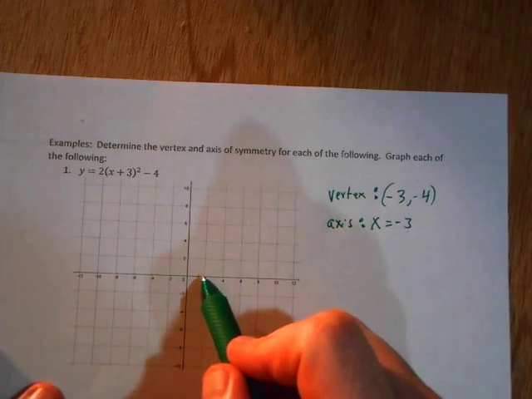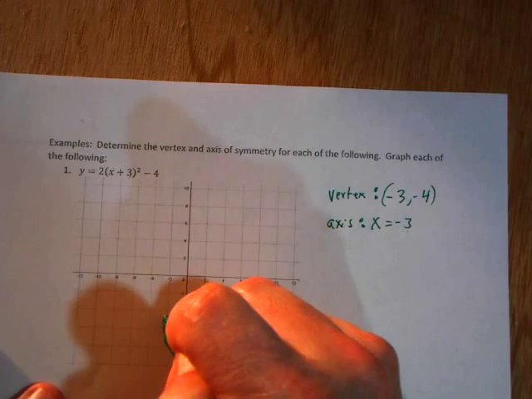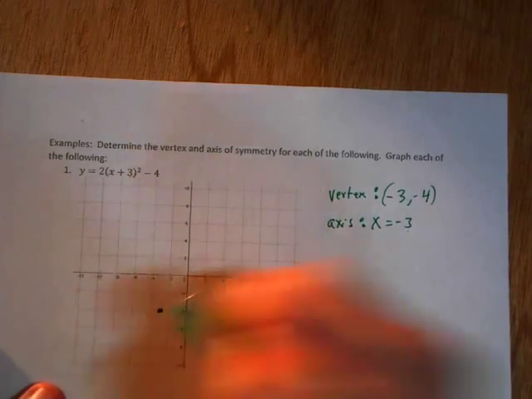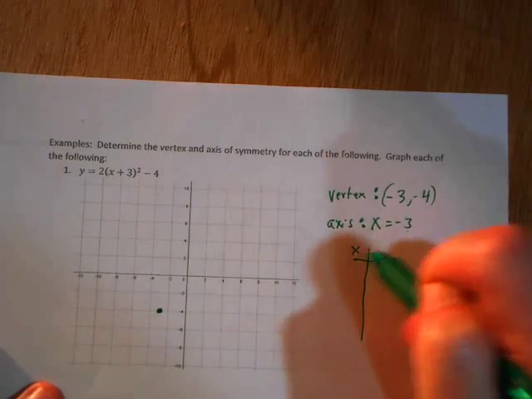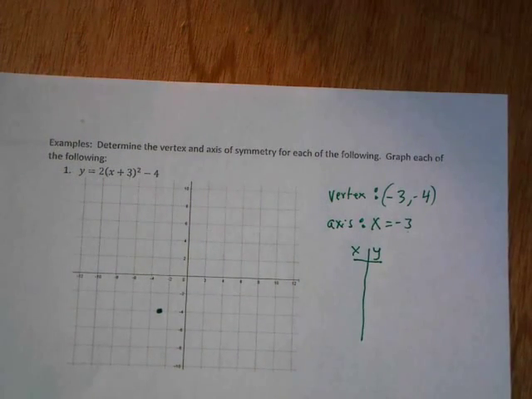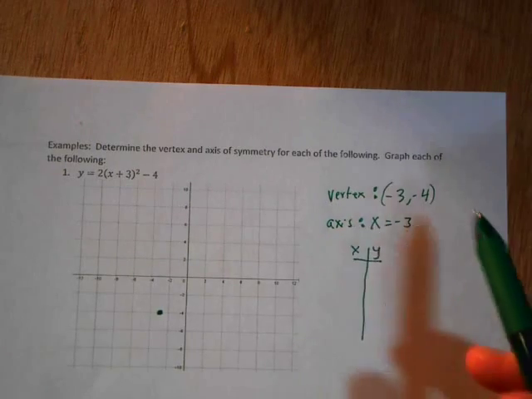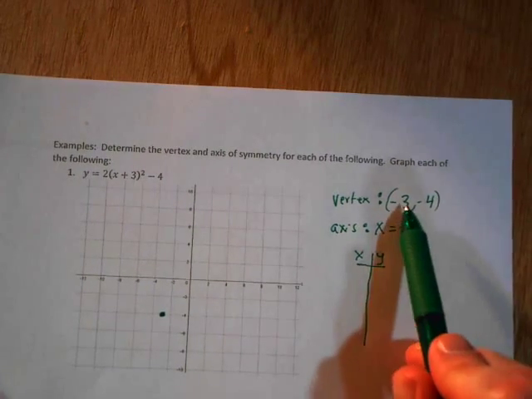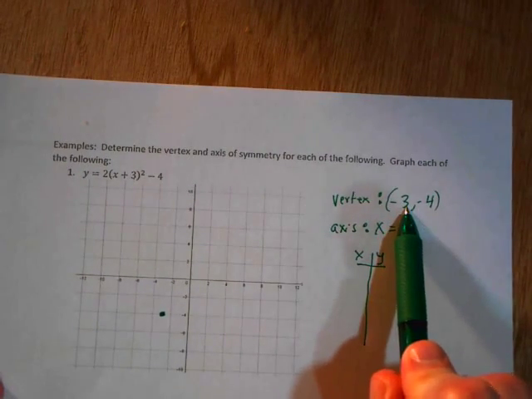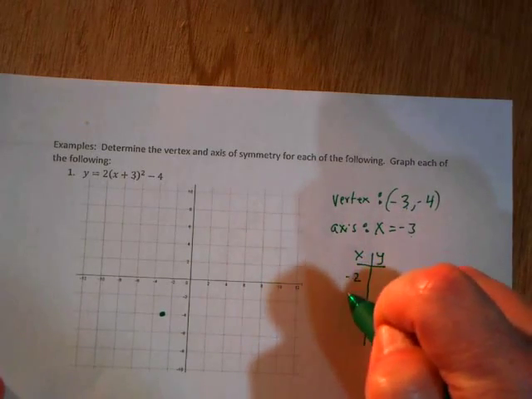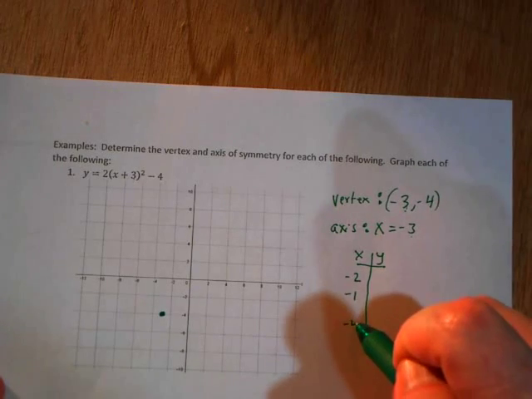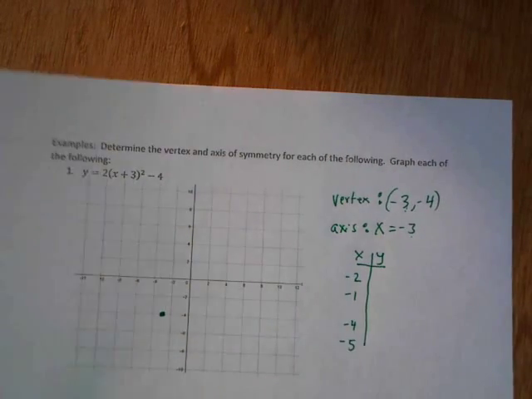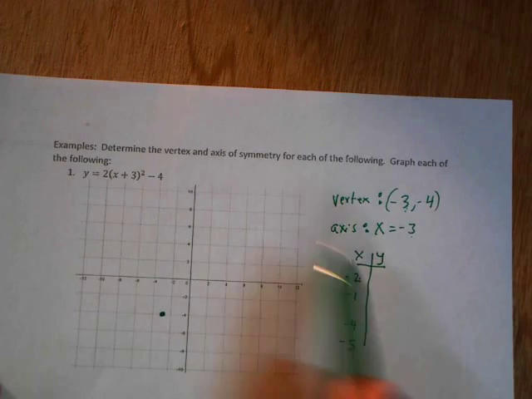All right, so I have (-3, -4). That's right here. Then what I would do is I would build myself a little table, and I would plug in some numbers. Now, I think the general rule is pick two numbers bigger than whatever this is. So I'm going to use -2 and -1. And then pick two numbers smaller, -4 and -5.